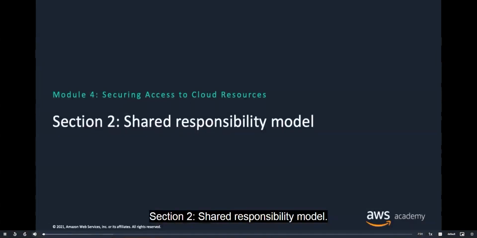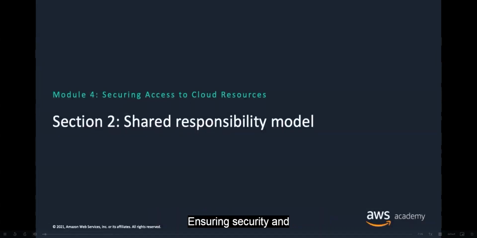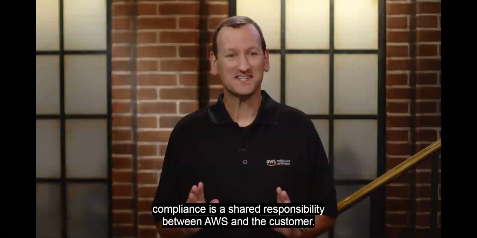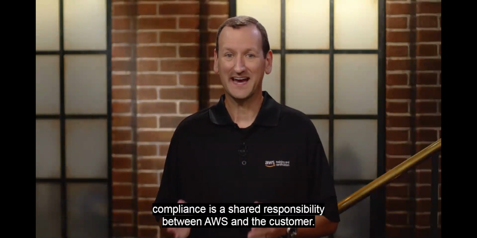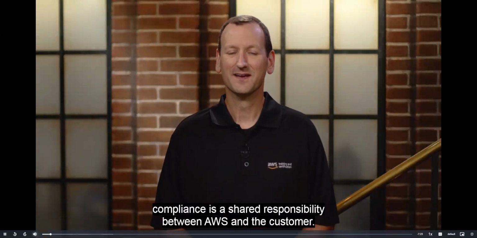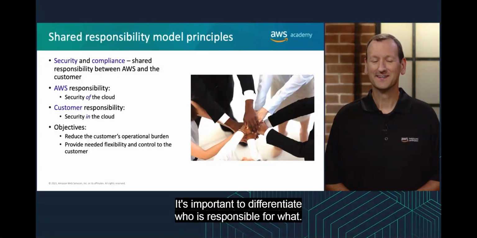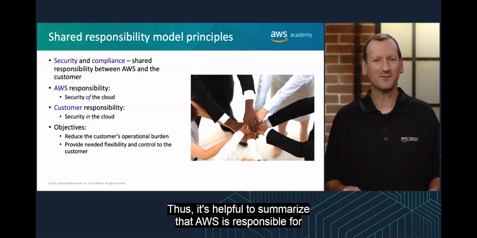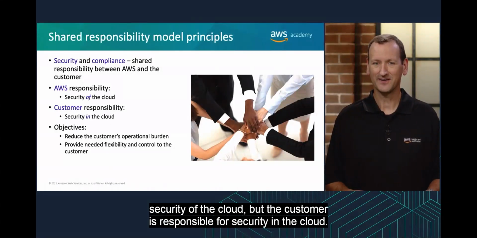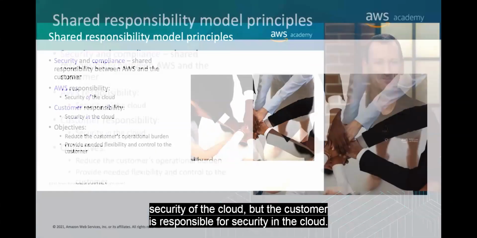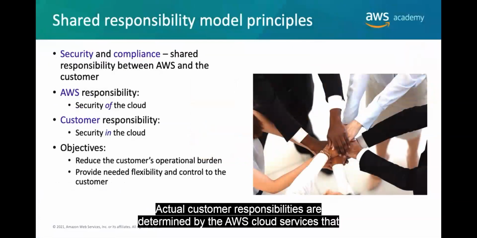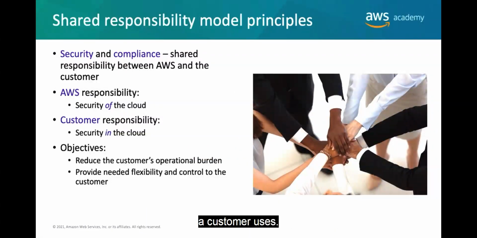Section 2, Shared Responsibility Model. Ensuring security and compliance is a shared responsibility between AWS and the customer. It's important to differentiate who is responsible for what. Thus, it's helpful to summarize that AWS is responsible for security of the cloud, but the customer is responsible for security in the cloud. Actual customer responsibilities are determined by the AWS cloud services that a customer uses.